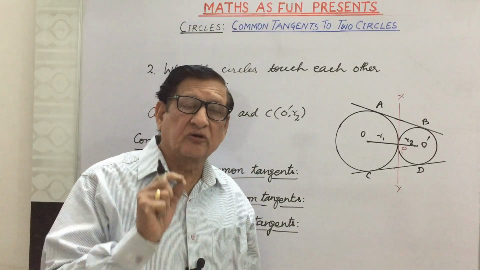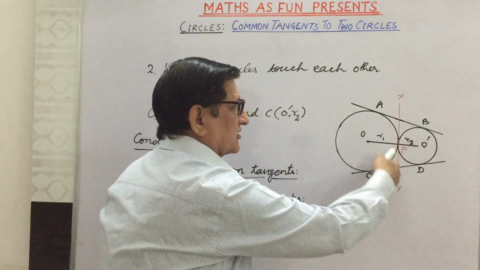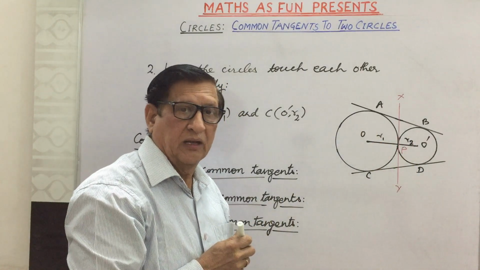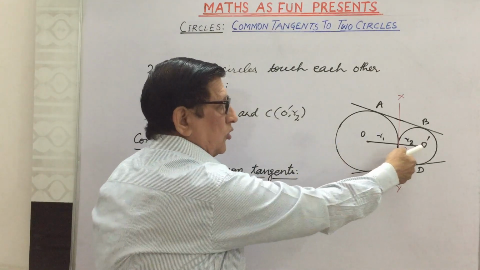The second position of 2 circles may be when they are touching each other externally. Like here we have 2 circles, one is C(O, R1), another is C(O dash, R2).